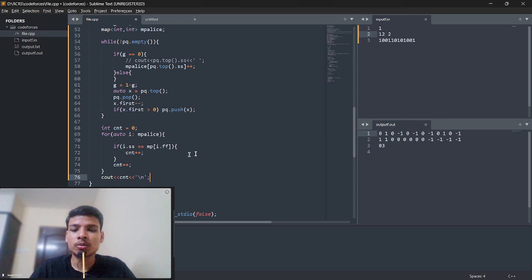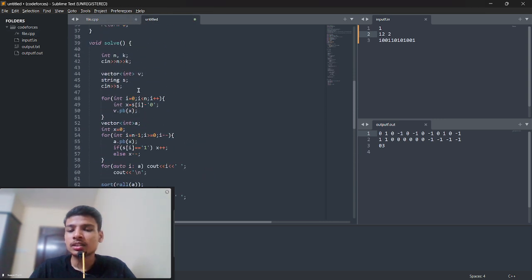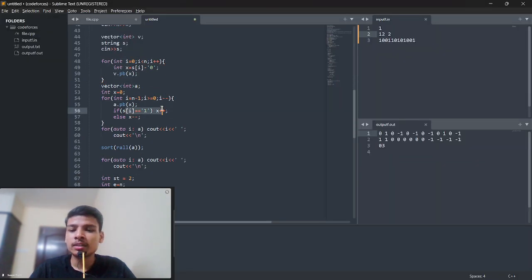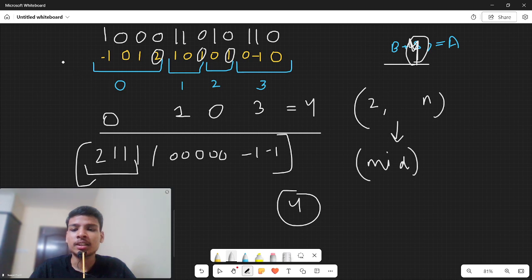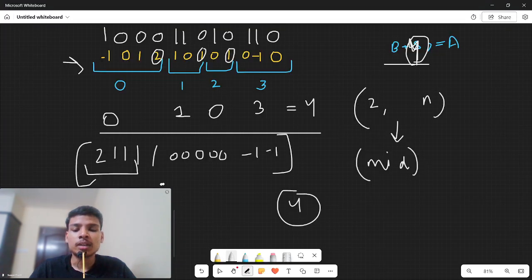So I will tell you the code also. Just take the input and make this reverse suffix array. For each and every 1, just add to your answer, and for each and every minus 1, just subtract it, and push it in array A. This is my array which represents this. Just sort the array in the reverse manner, because by sorting I will get the sum as a maximum.